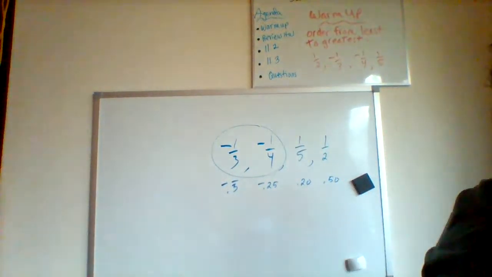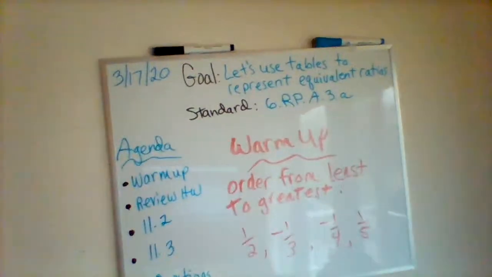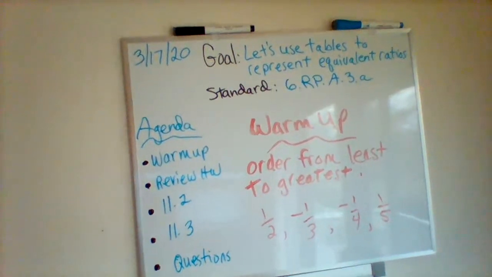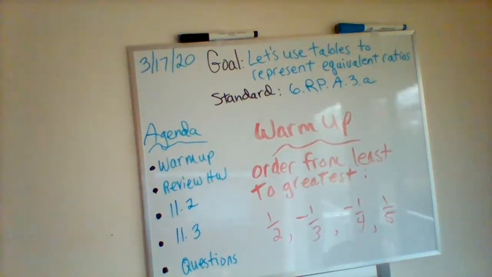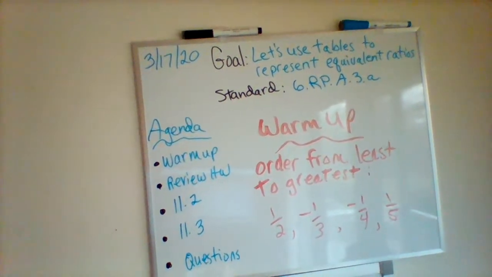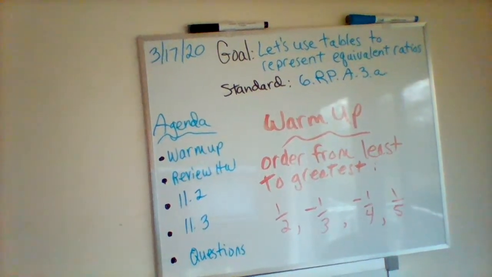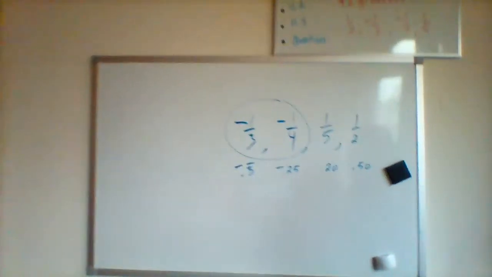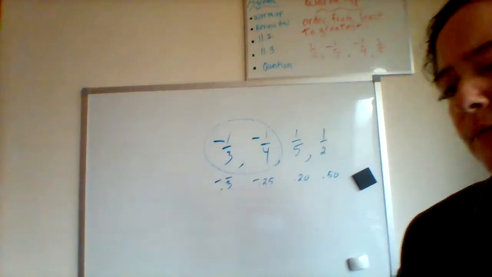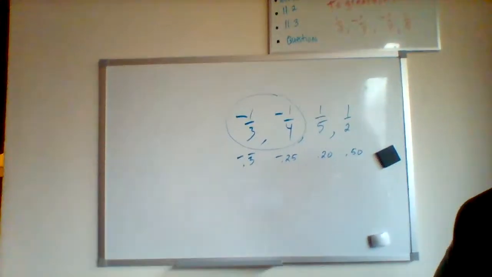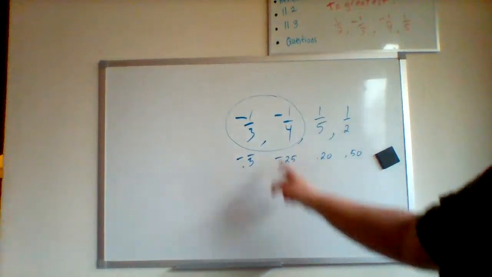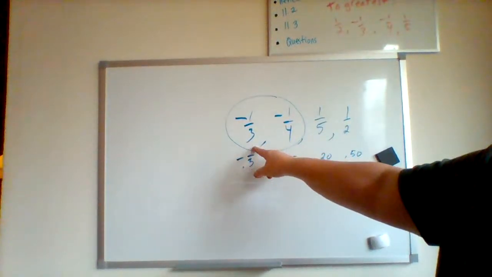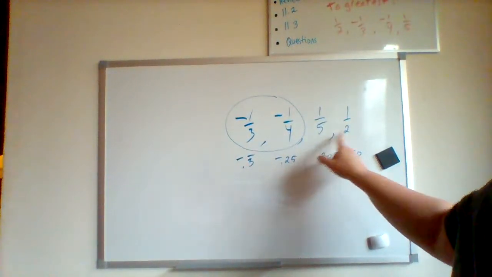So here, let me show you the agenda then. You guys, I had did this before, right? That's the warm up, and that's what we're doing today. And then down here, I'm just making sure that you guys have the correct order. Order from smallest to largest: negative a third, negative a quarter, a fifth, and a half.